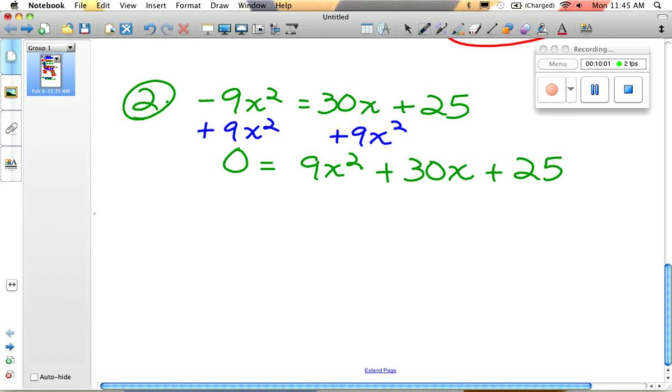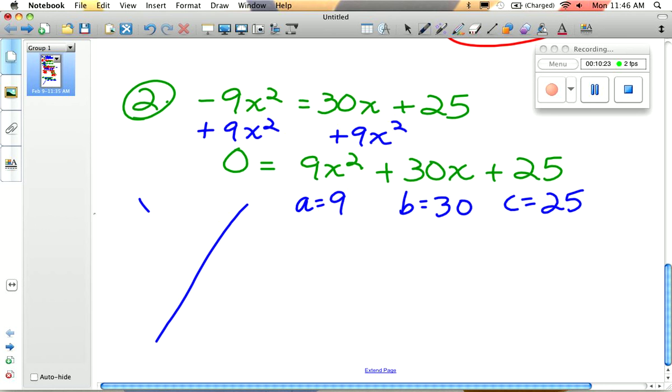It's actually better to work with it that way. So now we will identify our A, our B, and our C. A is 9, B is 30, and C is 25. We have some big numbers to work with this time, aren't we? Okay, so remember we set up our diamond. A times C is up here, our B value is down here. So A times C, 9 times 25, is 225. It has to add up to 30.